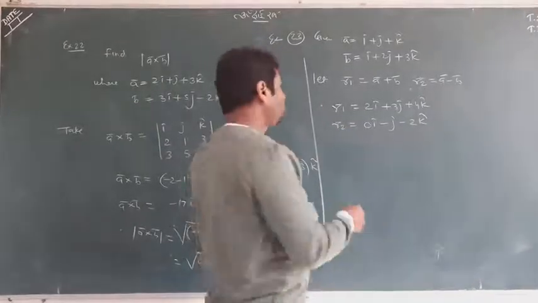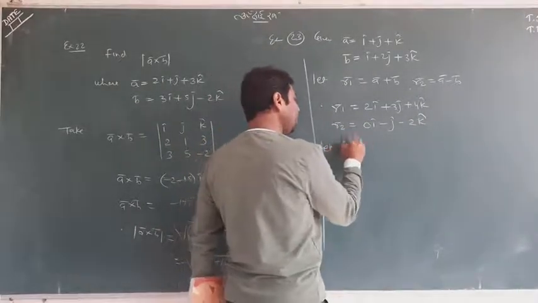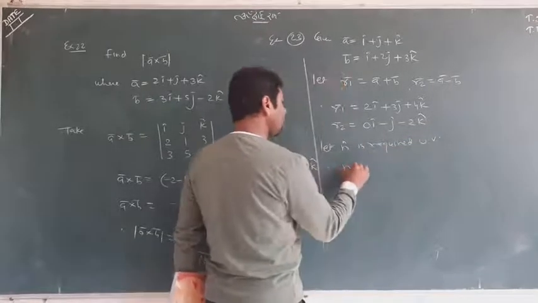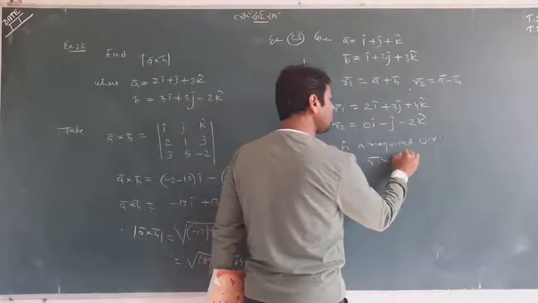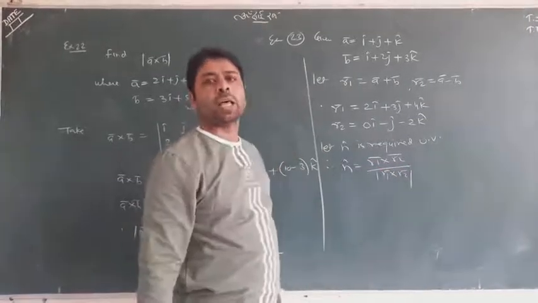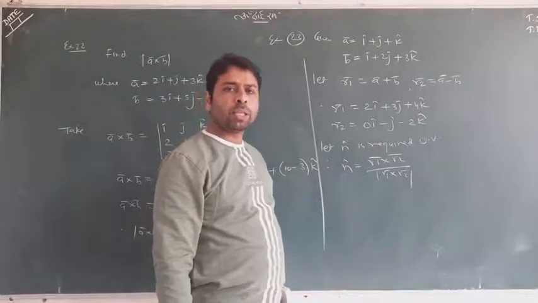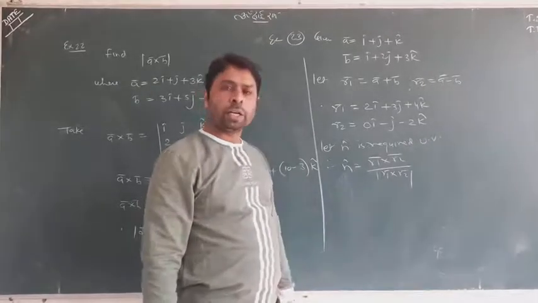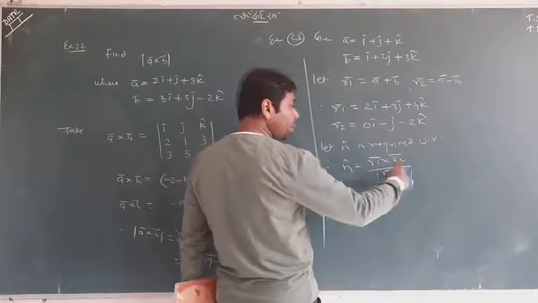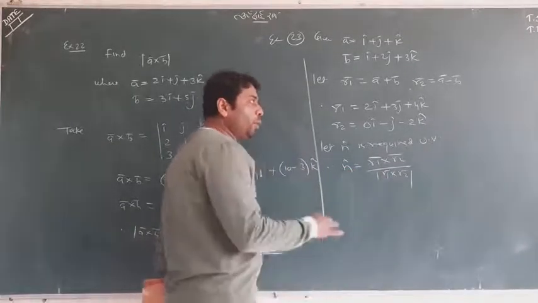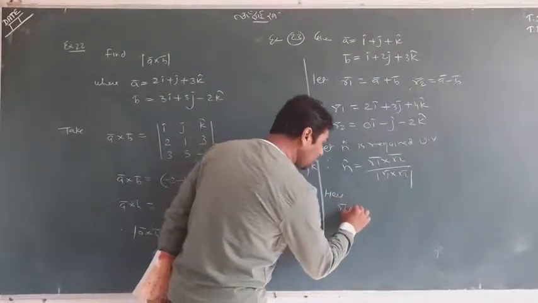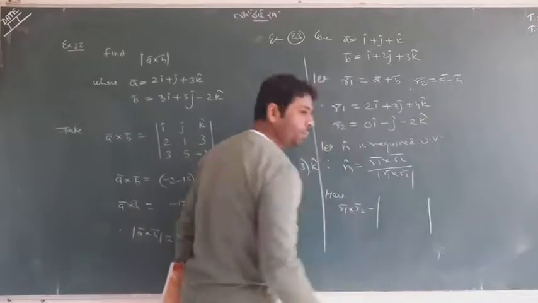Now what we will do, you know that let n cap be a unit vector, n cap is the required unit vector. So n cap is equal to R1 cross R2 upon mod of R1 cross R2. This is nothing but a formula we derived yesterday. You know it. You can see the last lecture and ensure that we already have learnt it. What is now required? We need R1 cross R2. So I'll find R1 cross R2 first, and we have only one method, the determinant method.